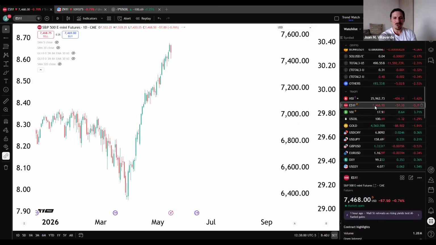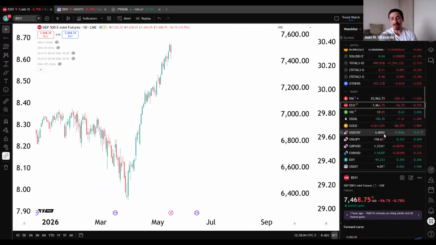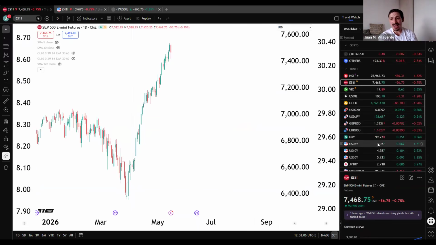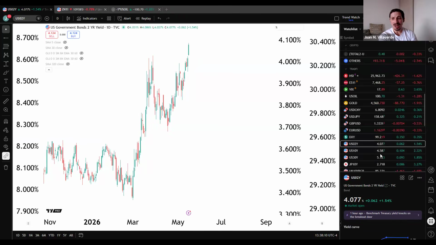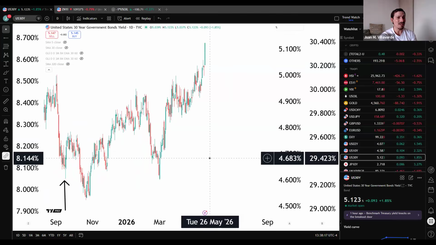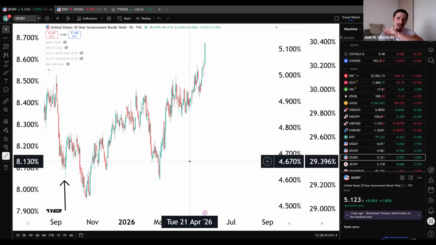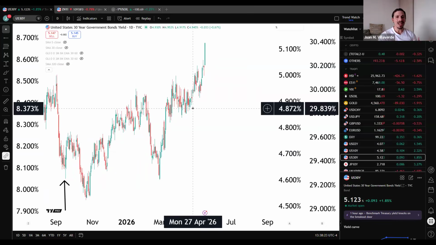But the stock market is extremely overbought. They decided to ignore completely what's happening in Iran. But what I'm seeing is that these guys are telling the truth, and they're breaking out. All of these are the 2-year rate. Look at the 10-year rate, breaking out. 30-year rate, breaking out. If this continues, everything gets dragged down by this move. We're seeing it play out.